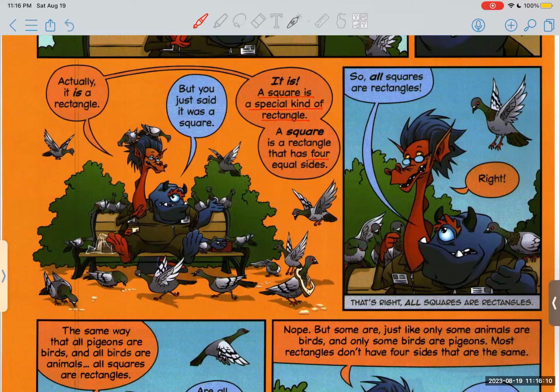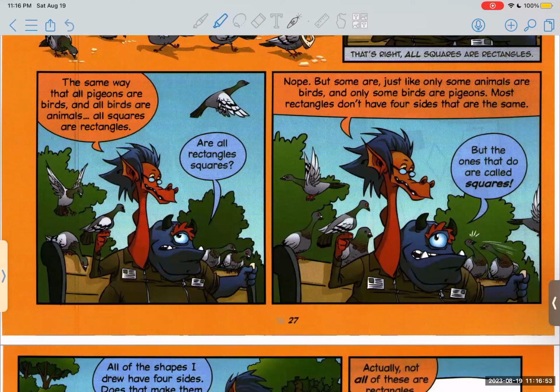If you guys want, this is also a great place to take notes. All of the highlighted ones are a great place for note taking. Okay. So right here it says all squares are rectangles. And that is correct. All squares are rectangles. The same way that all pigeons are birds and all birds are animals, all squares are rectangles.